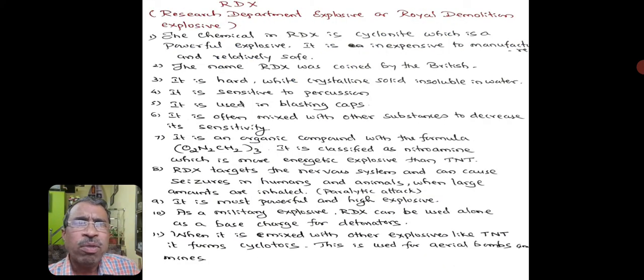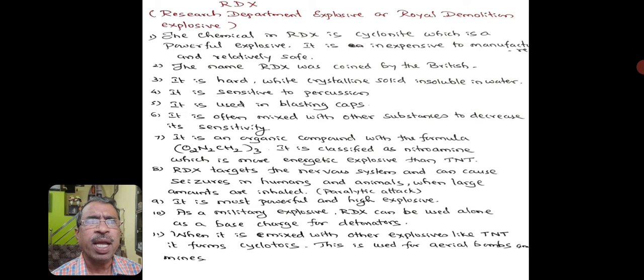Coming to another very explosive material called RDX. The name RDX is not a chemical name, it is given by the British, meaning Research Department Explosive or Royal Demolition Explosive. The chemical name of RDX is cyclonite, which is a powerful explosive. It is a hard, white crystalline solid, insoluble in water. It is sensitive to percussion.